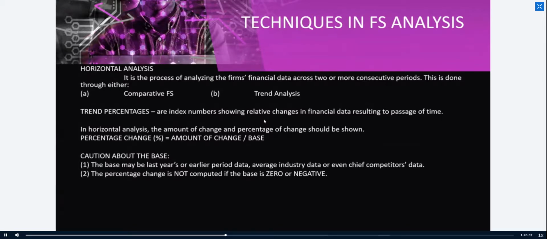So what are the cautions about the base? The base may be last year or earlier period data. It can also be the average industry data or even chief competitors' data. The percentage change is not computed if the base is zero or negative. Of course, it's a formula error. Meaning, if there's no available data, then you can't actually compute the percentage change.